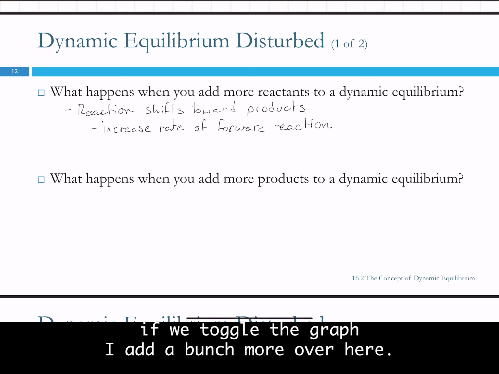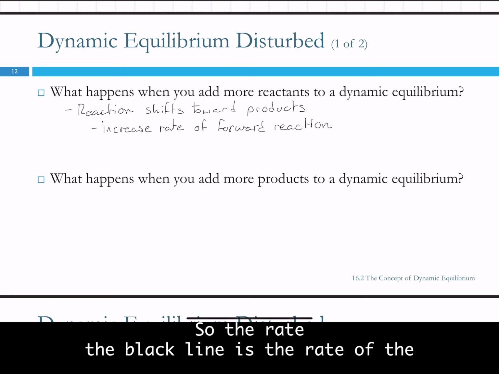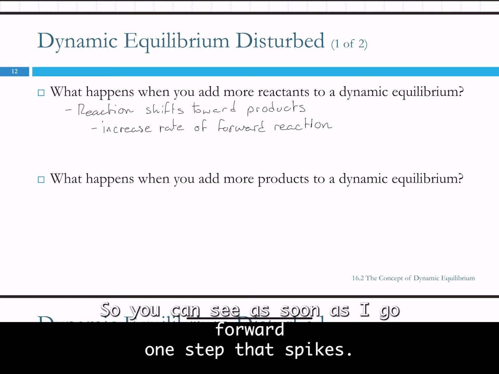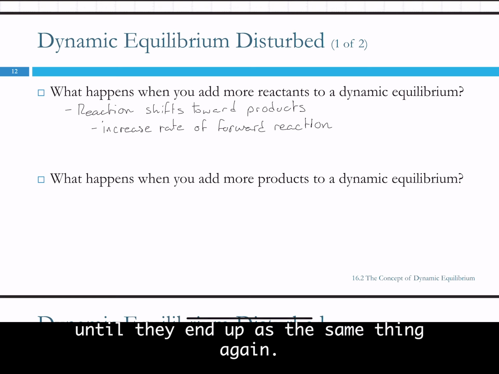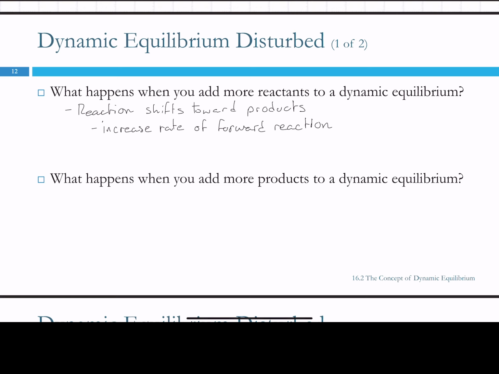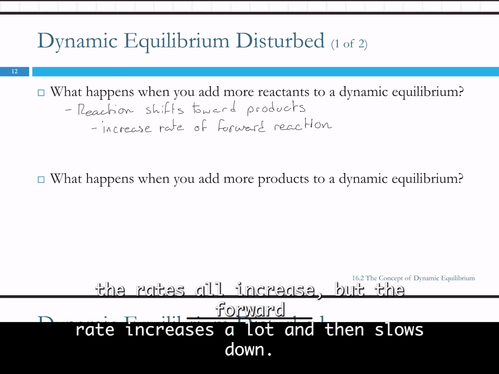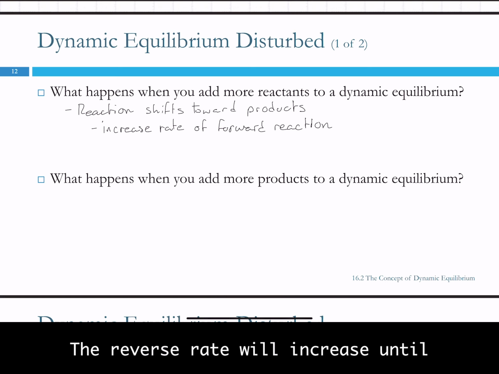And I have that on here also. If we toggle the graph and I add a bunch more over here, these are the reaction rates. The black line is the reaction rate of the reactants. As soon as I go forward one step, that spikes, but it starts to come down over time. The rate of the red comes up just a little bit, doesn't need to move much, until they end up as the same thing again. So anytime you disturb the reaction, the rates all increase, but the forward rate increases a lot and then slows down. The reverse rate will increase until it gets back to equilibrium.